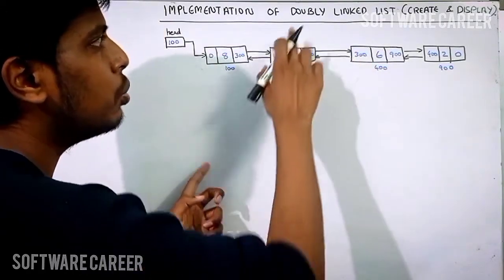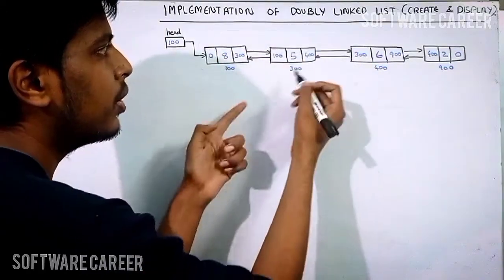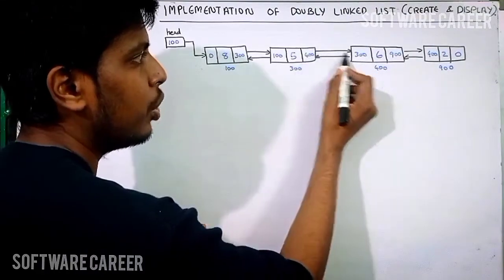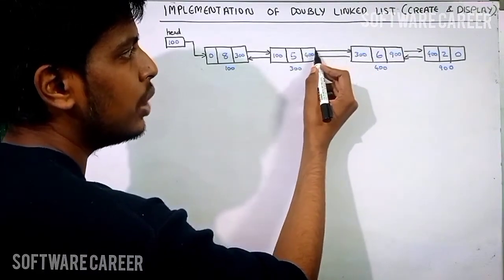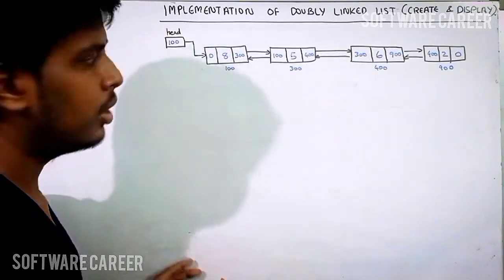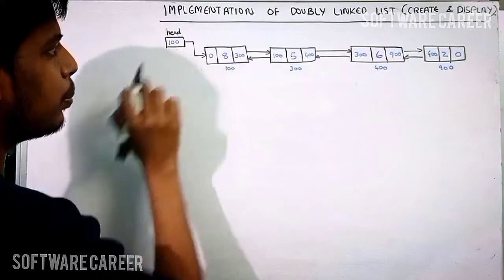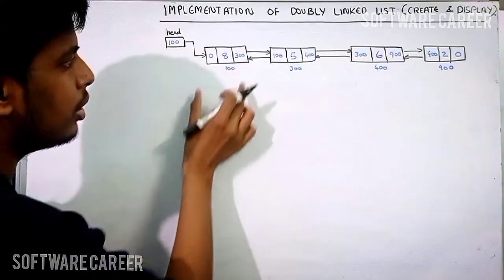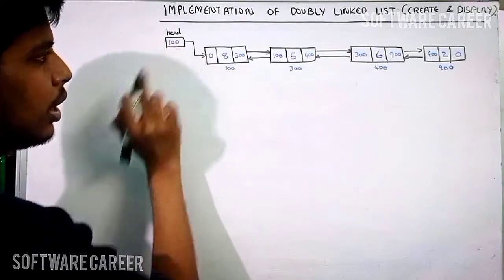Now what is a doubly linked list? There are two links. In a singly linked list there is only one link in the forward direction, but here there are two links, in the forward and backward directions. So this is called a doubly linked list. And this is the head pointer, which is used to point towards the first node. The address of the first node is 100, so 100 is stored here.